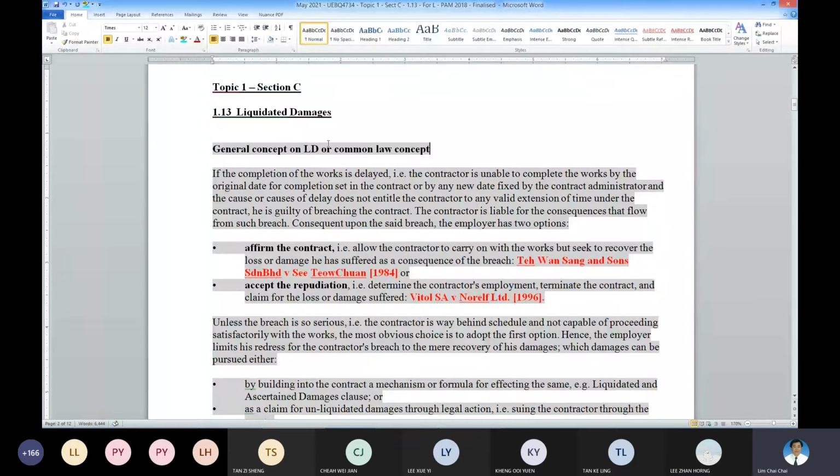So this basic principle is this. If the completion of the work is delayed, so what does this mean? Completion of the work delayed. So you must understand the term, completion of the work delayed. It means that the contractor is unable to complete the work by the original completion date. So this is one point. This is the type 1 delay, where the contractor cannot finish on the original date.